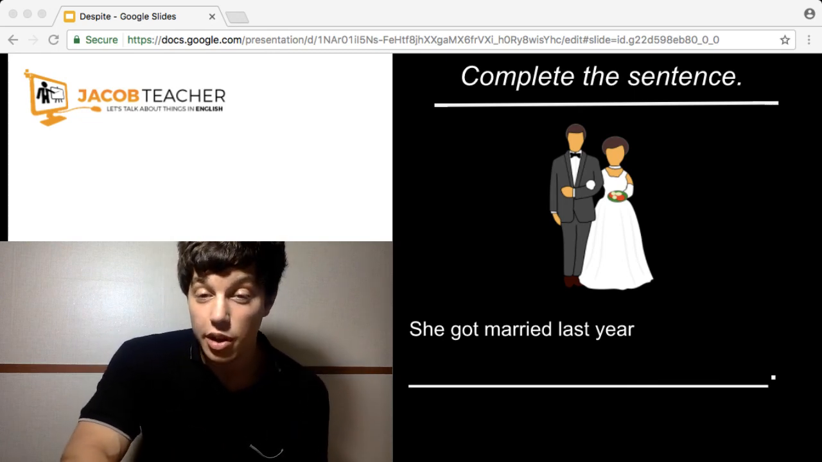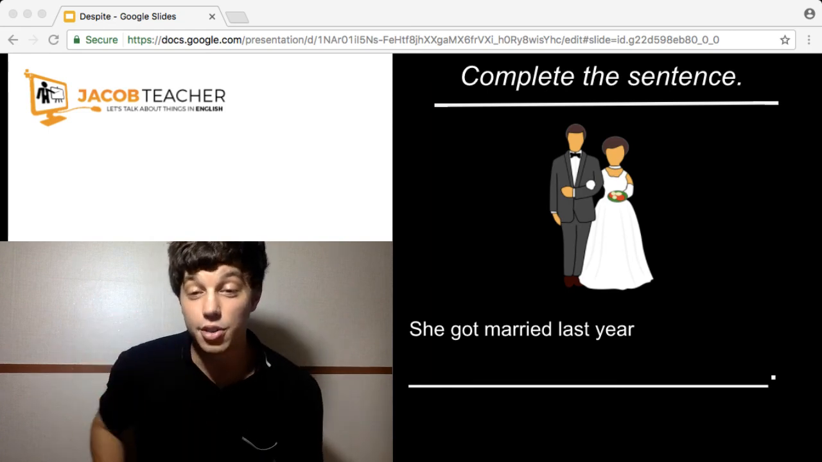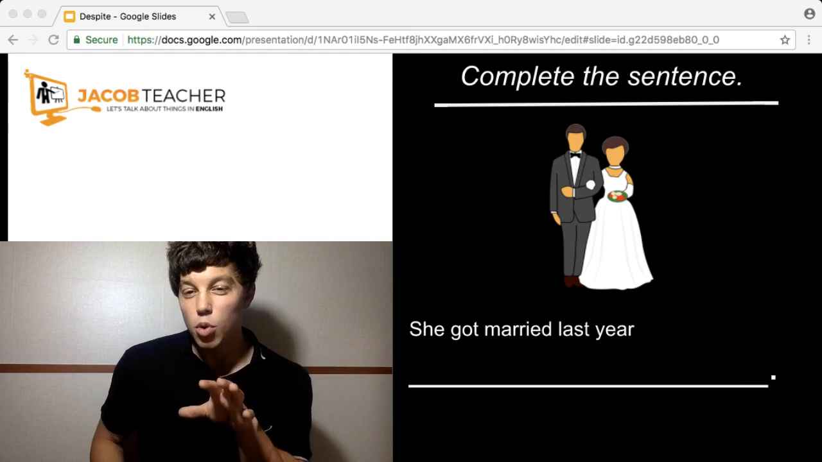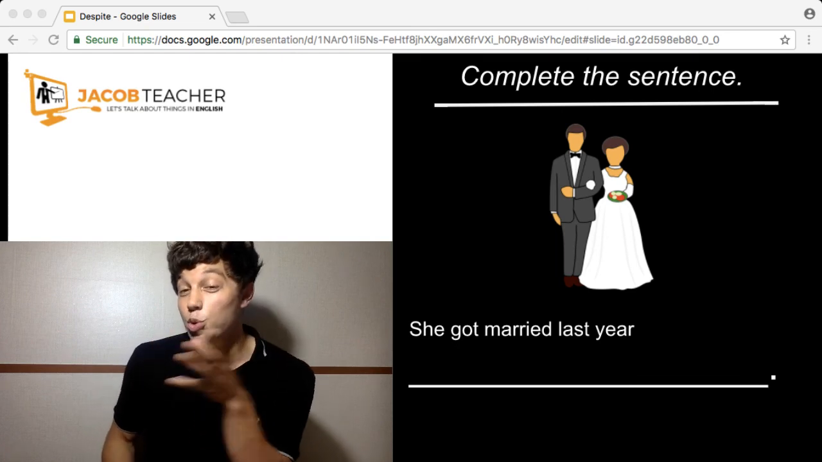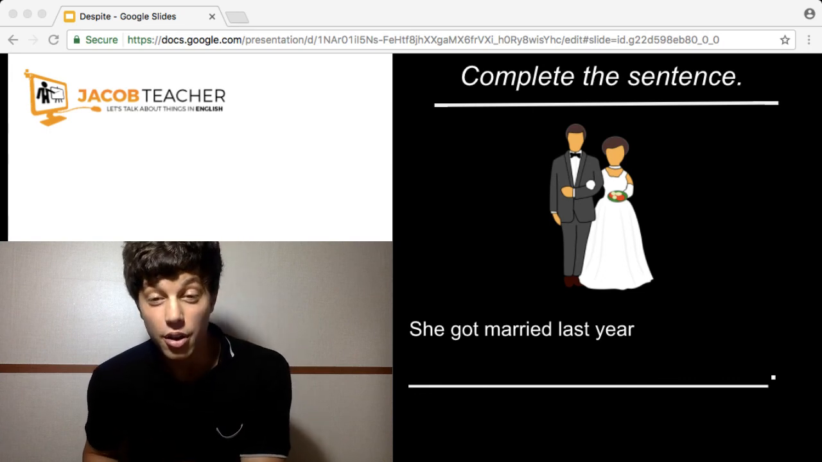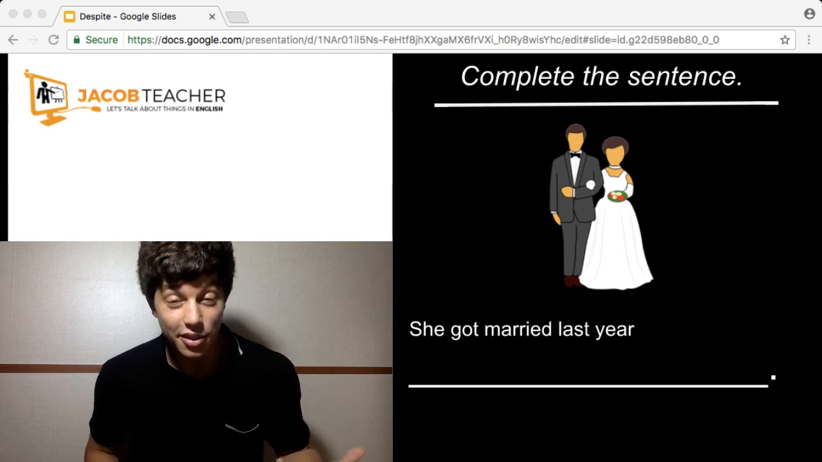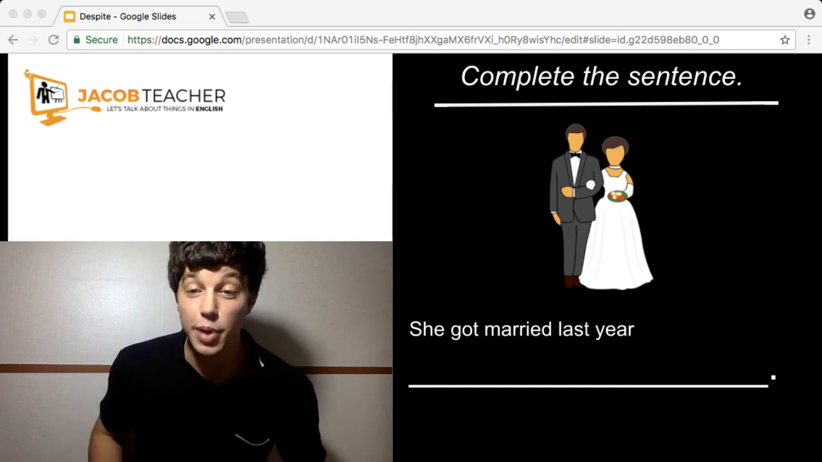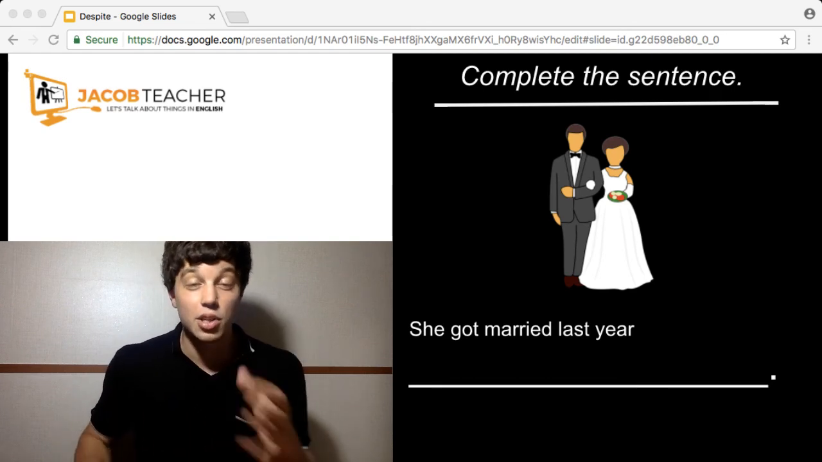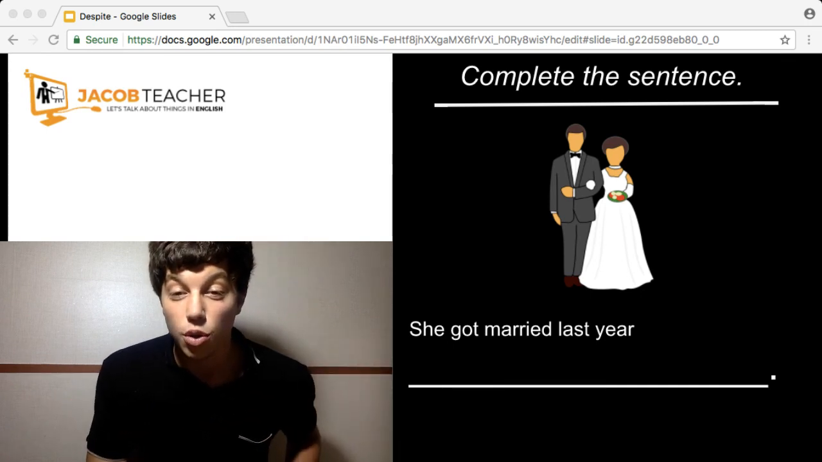Perfect sentence otherwise. She got married last year in spite of the financial problems. Great, Tootie. It would be a little more natural here to specify whose financial problems. So she got married last year in spite of her financial problems, in spite of her and her husband's financial problems, in spite of her family's financial problems. You could specify who. That would be a little more natural, a little better. But great sentence, Tootie. Thank you for that.